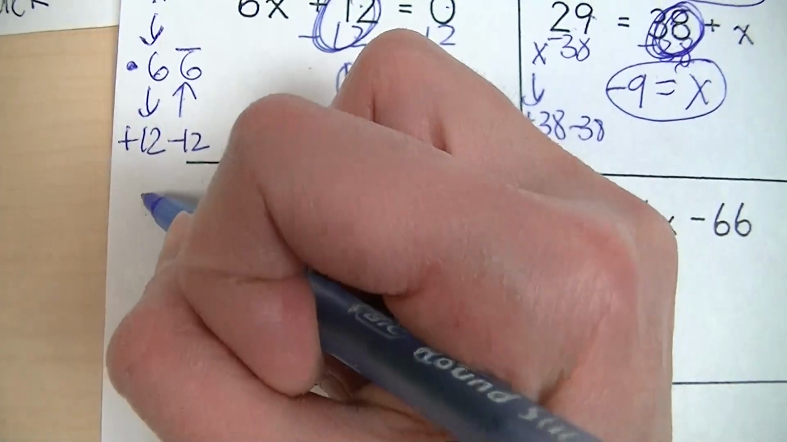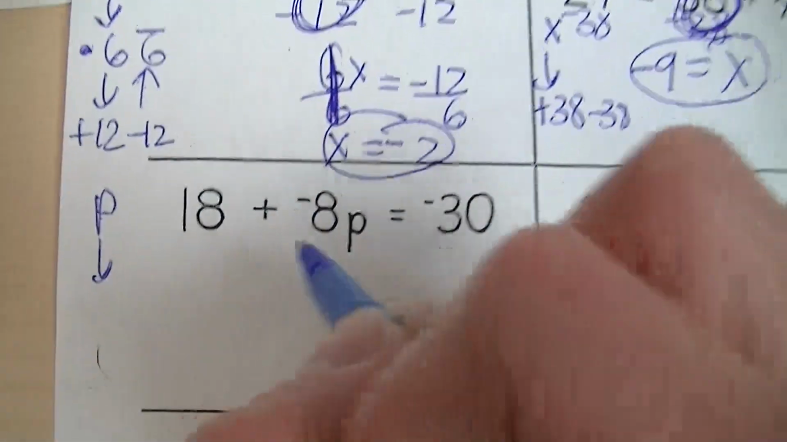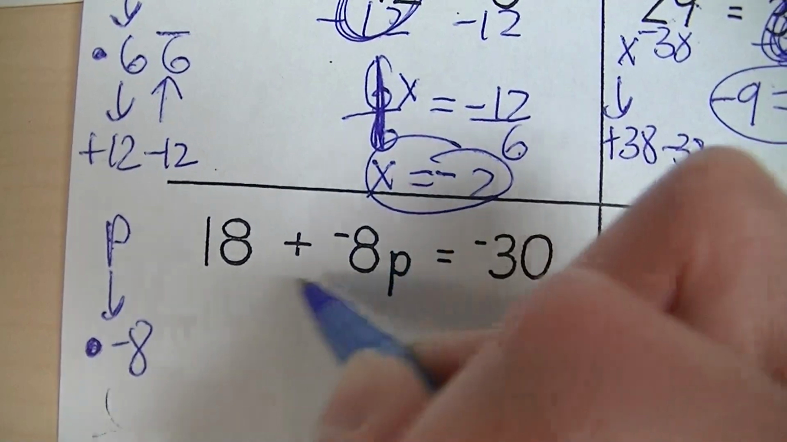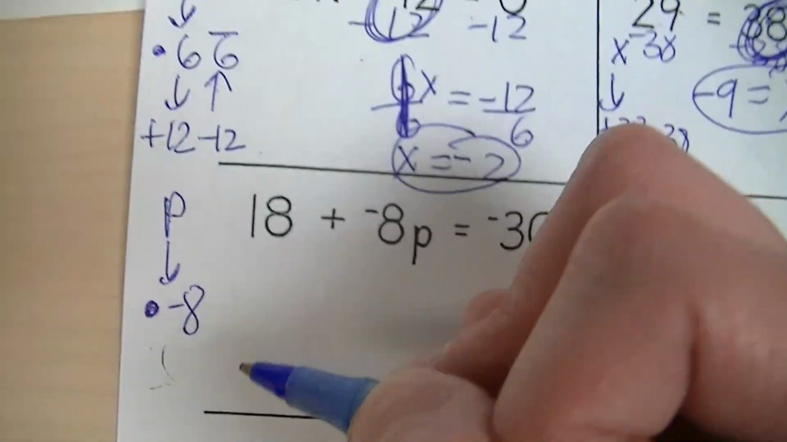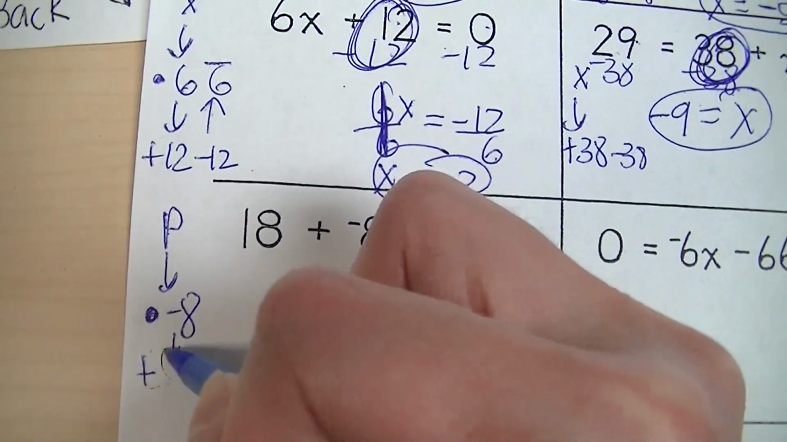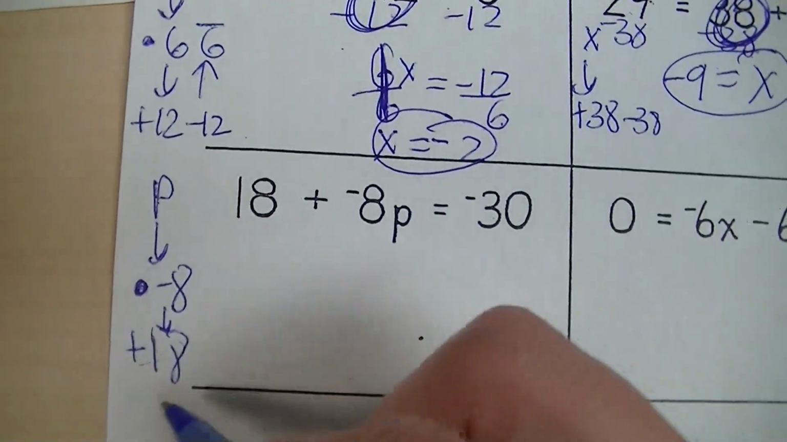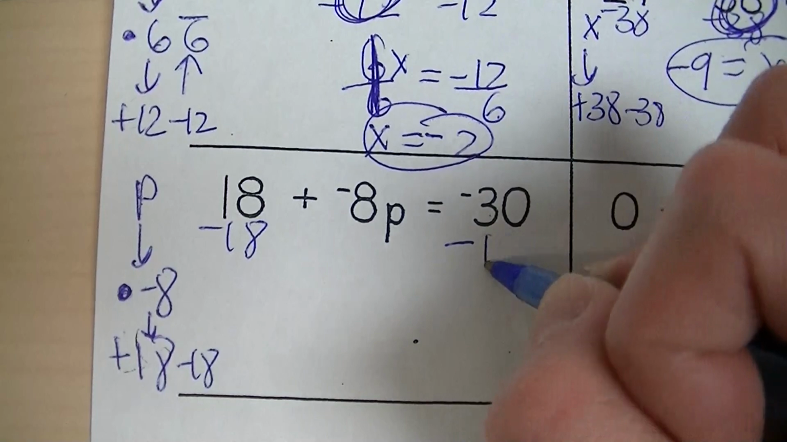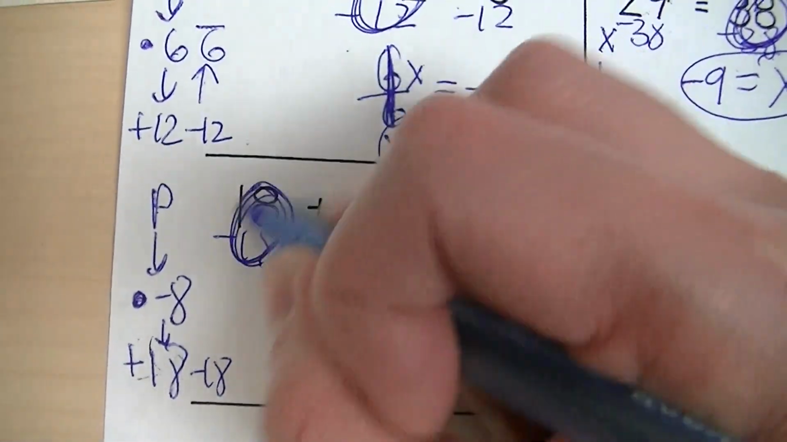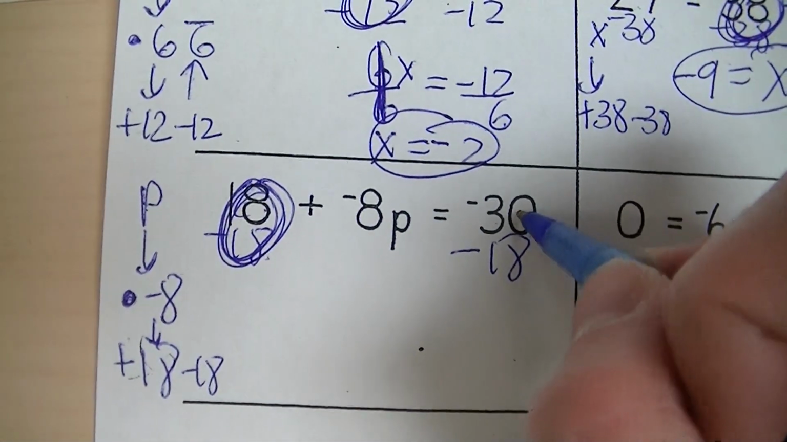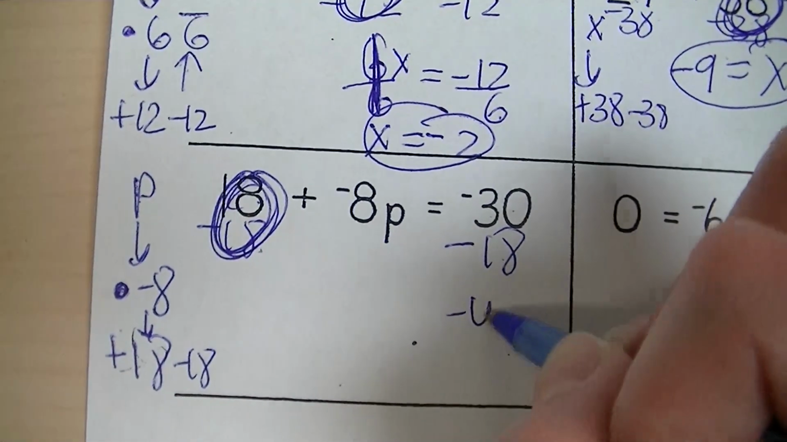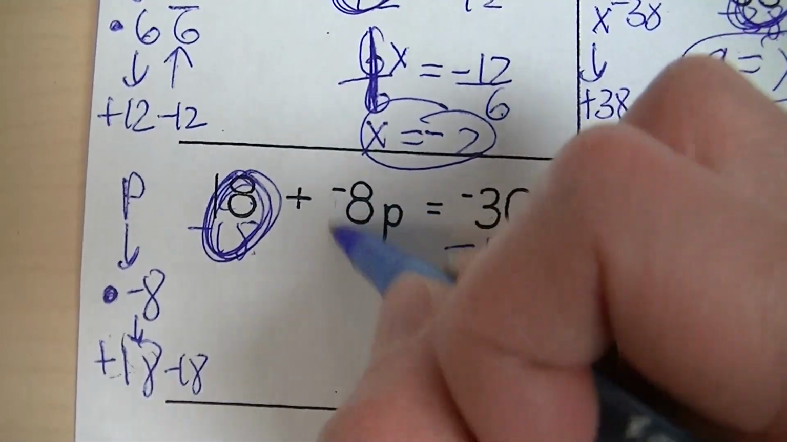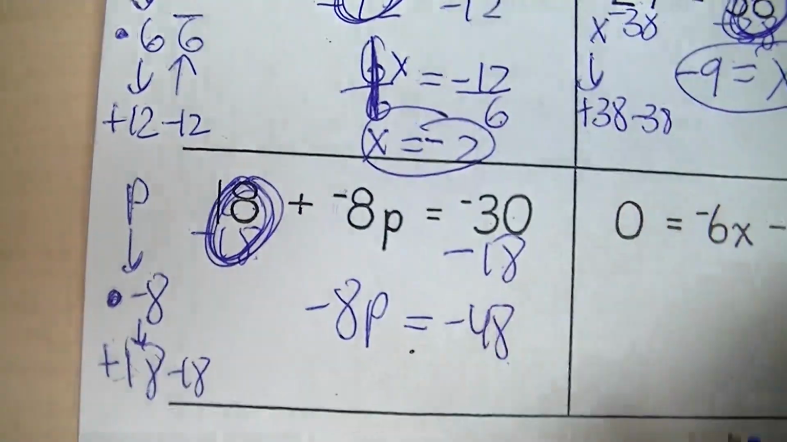Build it. Start with p, then they multiplied it by negative 8. And then they added that 18. Okay, inverse operation of add 18 is to subtract 18. Do that to both sides of that equation. 18 subtract 18 is 0. So negative 30 minus 18 is negative 48. Bring down what's left. Bring down just the symbol in front of it, so negative 8p.